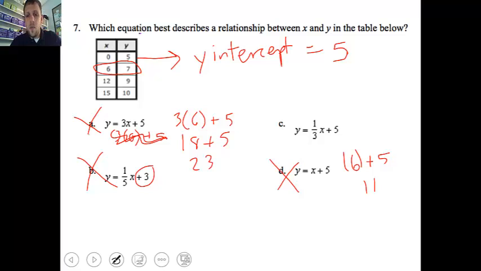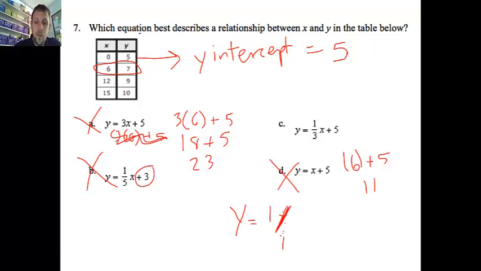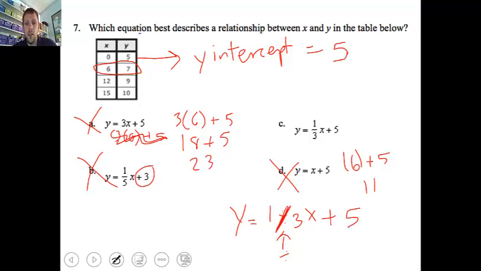A lot of people ask me, Mr. Hambley, how do you put a fraction in the calculator? Well, you just do this. Y is equal to 1 divided by, the sign which looks like a slash, so it's a division symbol. 1 divided by 3x plus 5 would have given you what you needed to get. Okay? So the answer is C.